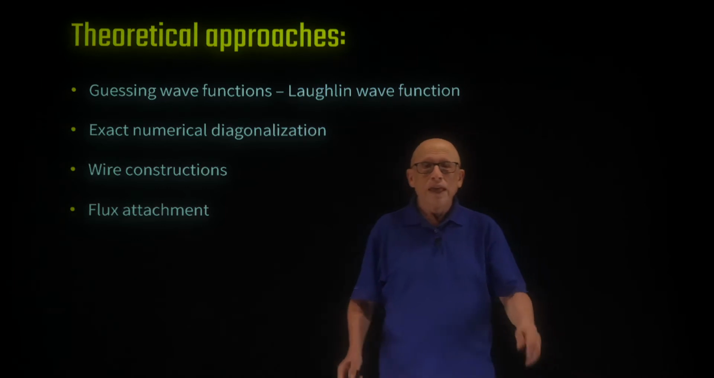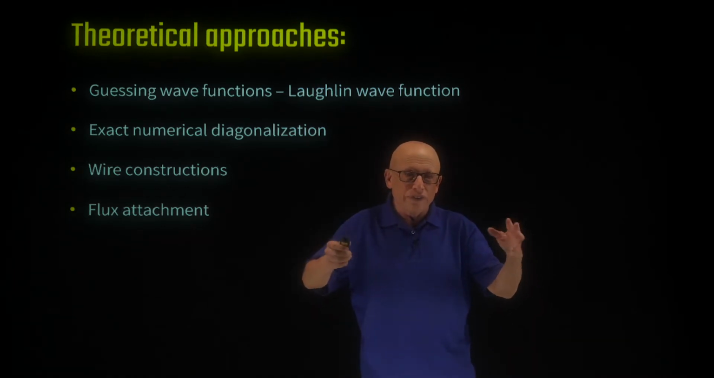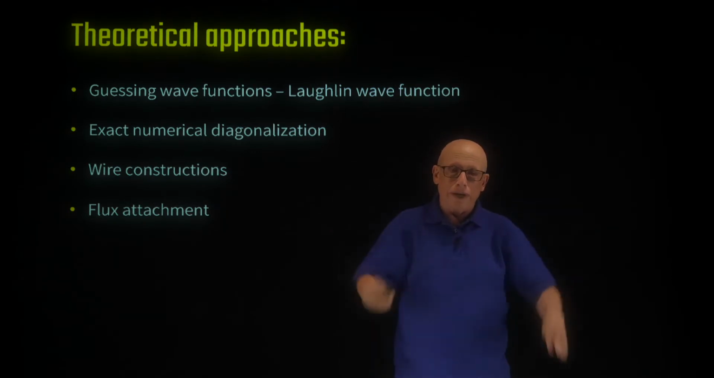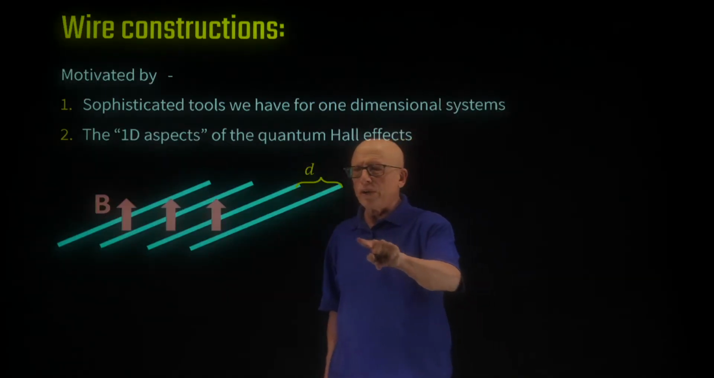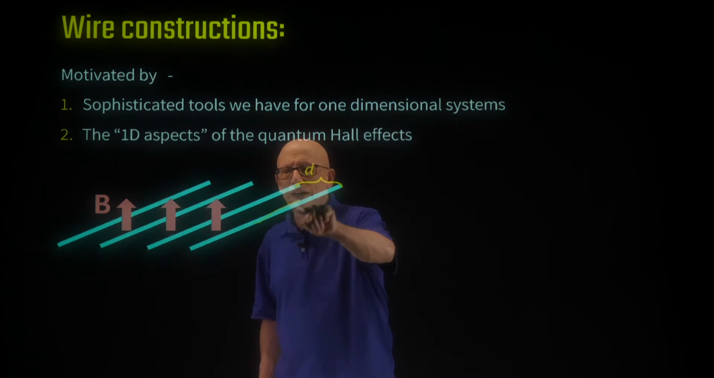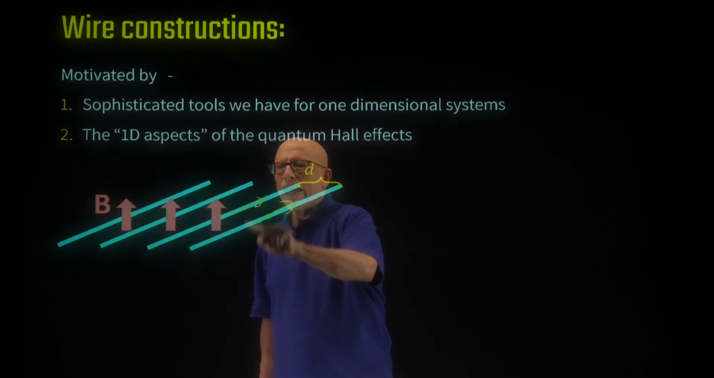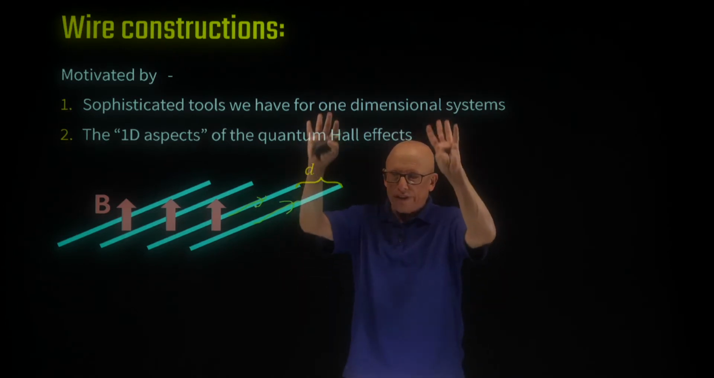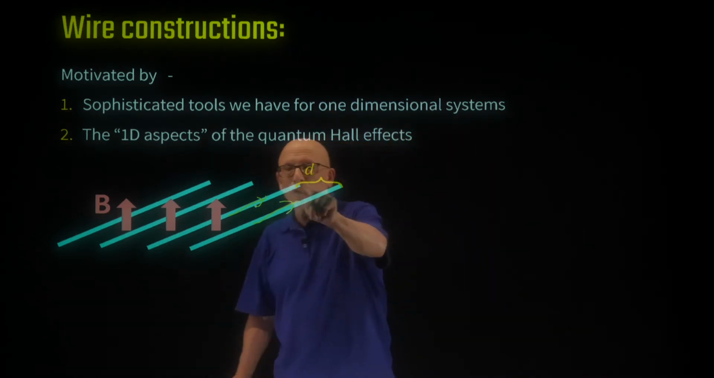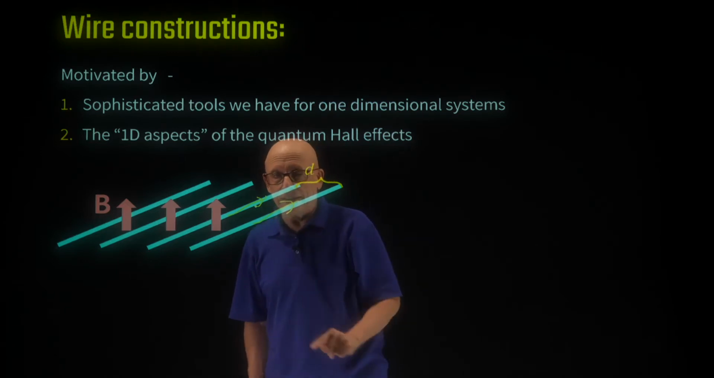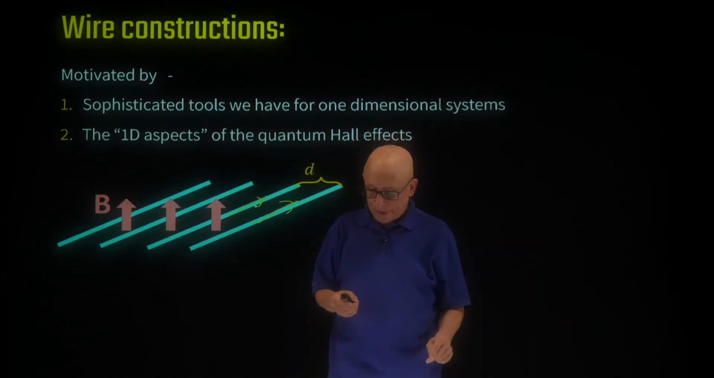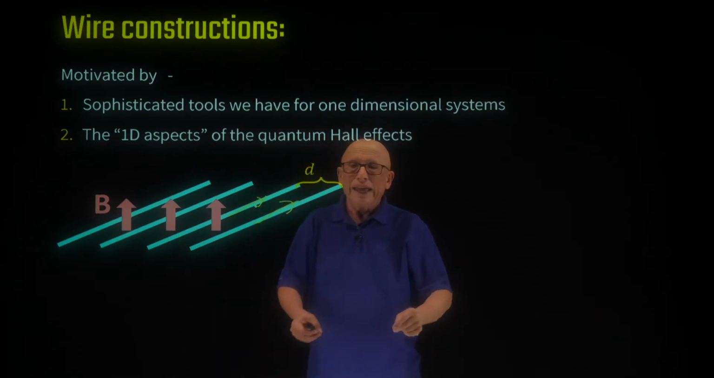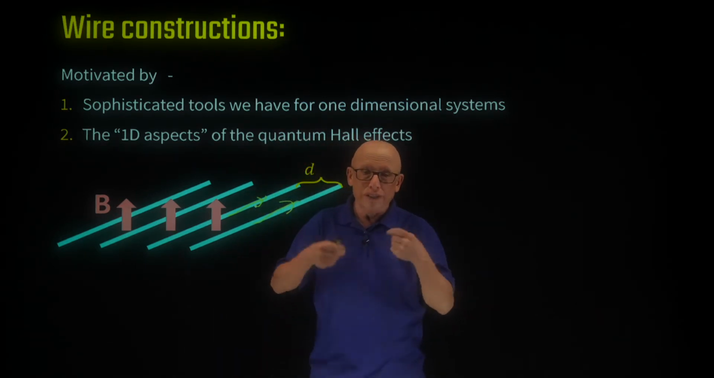talk about today. So the idea of a wire construction is to think about the plane as made of many parallel wires. So the system we're looking at is made of parallel wires forming a plane and subjected to a perpendicular magnetic field. Now, the wires are coupled to one another by tunneling, and this is what makes them into a plane. When an electron tunnels from one wire to another, it gets a momentum from the Lorentz force.